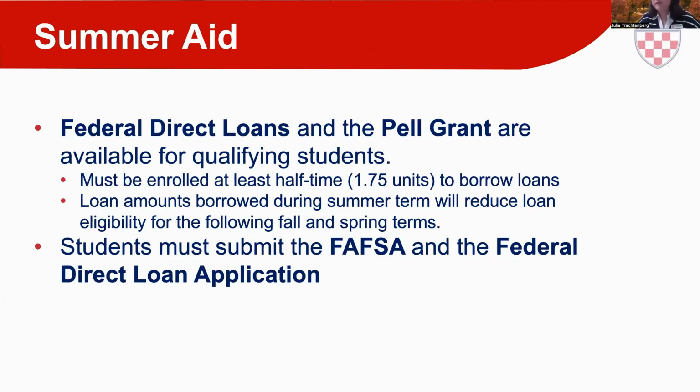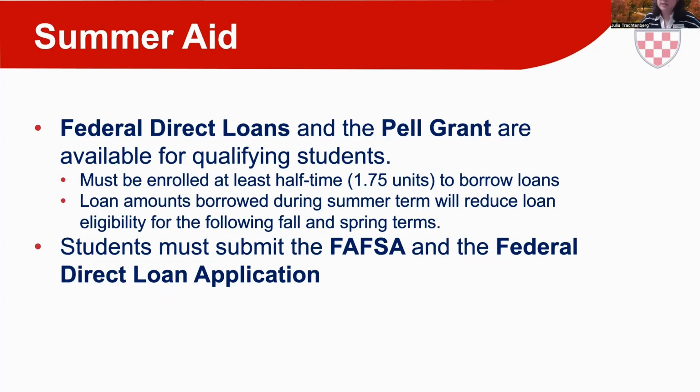Summer aid. So financial aid is available if you're enrolled at Richmond during the summer. That aid would be in the form of direct loans, federal direct loans, and the Pell Grant if you qualify for the Pell Grant. You do have to be enrolled at least half-time to borrow any loans during the summer or during the academic year as well.